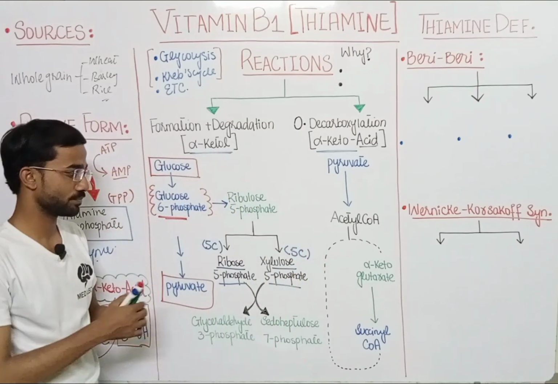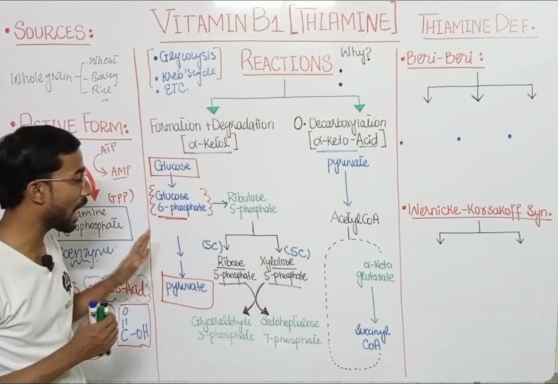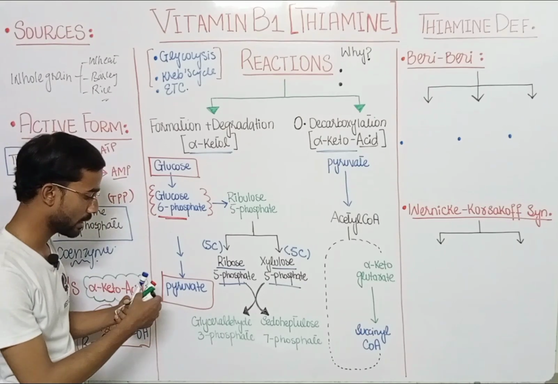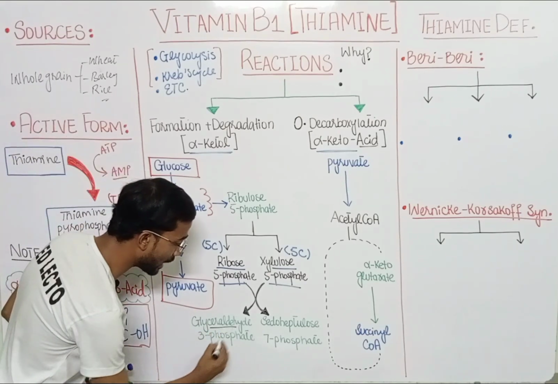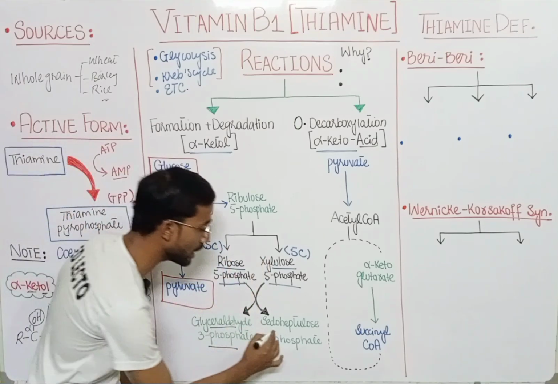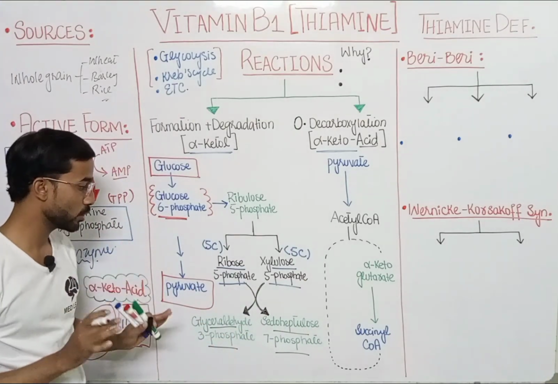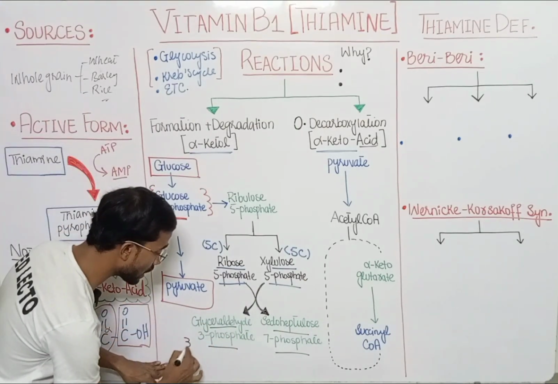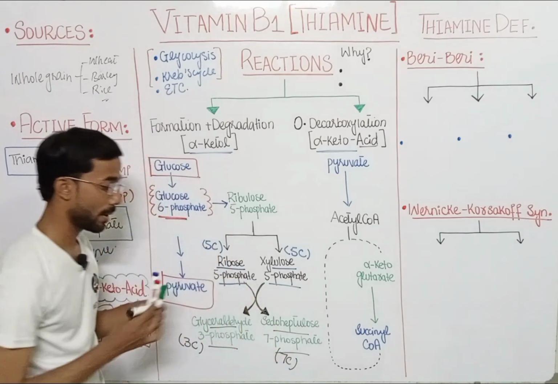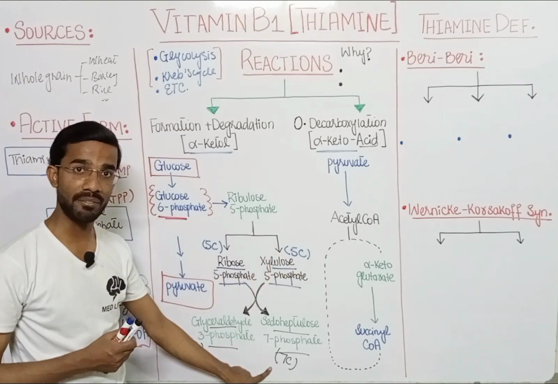This is a 5 carbon compound, this is a 5 carbon compound, and after that, ribose 5-phosphate will convert into glyceraldehyde 3-phosphate, and xylulose 5-phosphate will convert into sedoheptulose 7-phosphate. But there is a change. This is actually a 3 carbon compound and this is actually a 7 carbon compound. But why? Xylulose is 5 carbon, then how will it become 7 carbon?